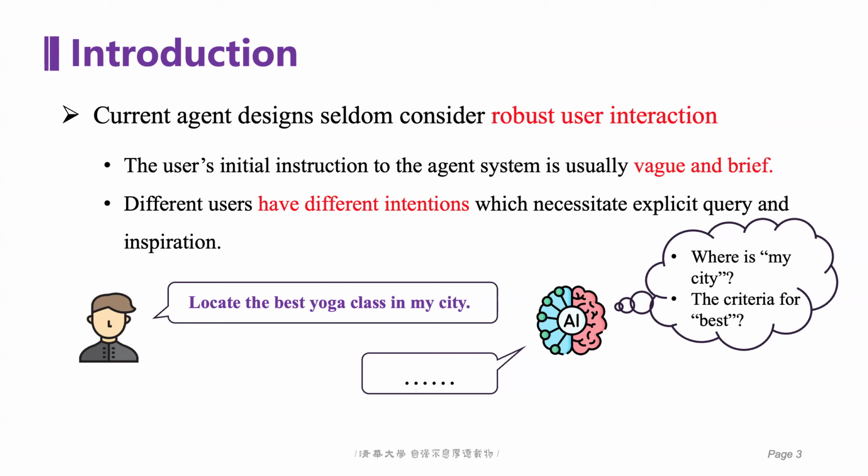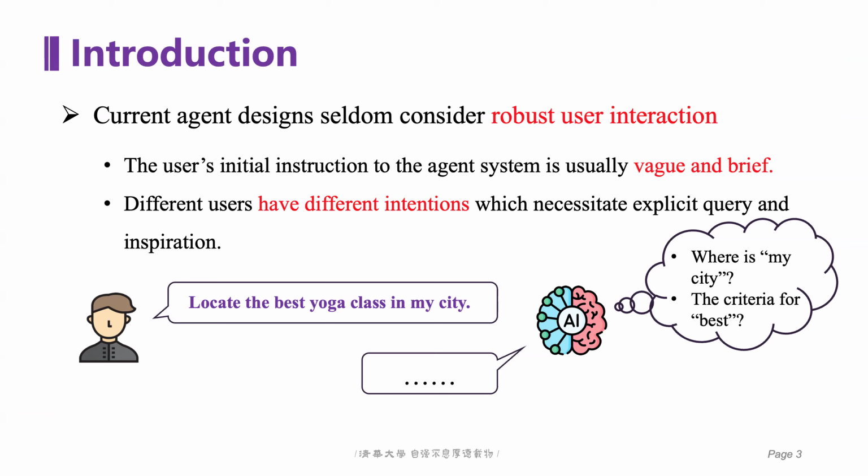For a task, the agent may have many different methods to execute it, but different users may have different preferences and different intentions. That necessitates an explicit query of the user in order to get the task done in the most user-satisfying way.